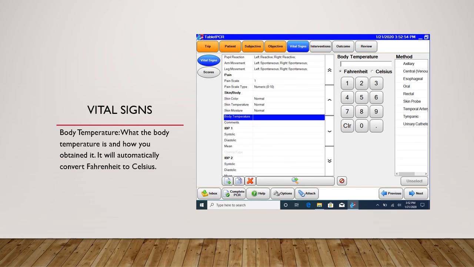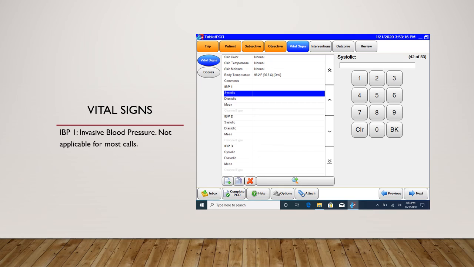Body temperature. How you took it, and when you put it in Fahrenheit, it'll automatically convert it to Celsius. Or if the hospital gives you the temperature in Celsius, if you click Celsius and enter it, it'll automatically go over to Fahrenheit. If you see right there, you can see where it converted 98.2 to 36.8. Invasive blood pressure, we don't have any means of monitoring invasive blood pressure.